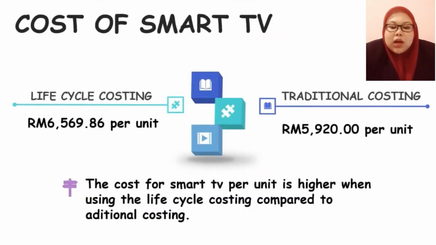For the last part, we will see a little bit of comparison of the cost of smart television using life cycle costing and traditional costing. After we have calculated, the cost per unit on life cycle costing is 6,569 ringgit and 86 cents, while for traditional costing it is 5,920 ringgit. So we can conclude that using life cycle costing, the cost is much higher than the traditional costing. It is because we take all costs into consideration from the beginning until the disposal of assets used in producing the smart TV.